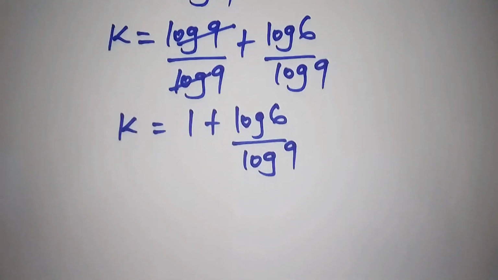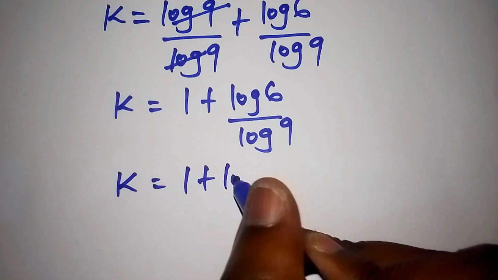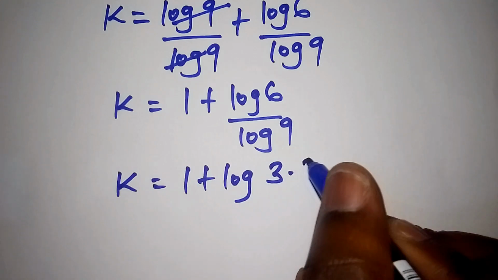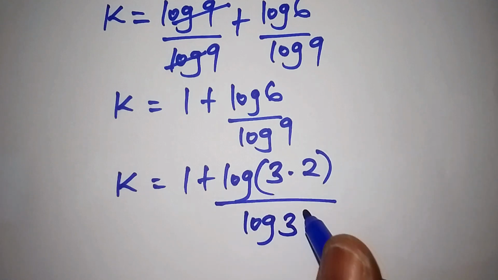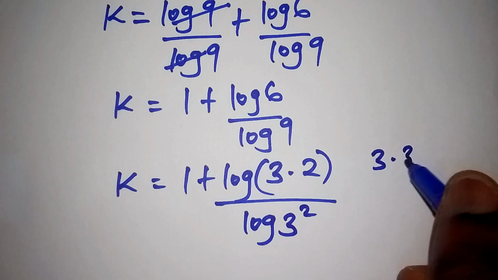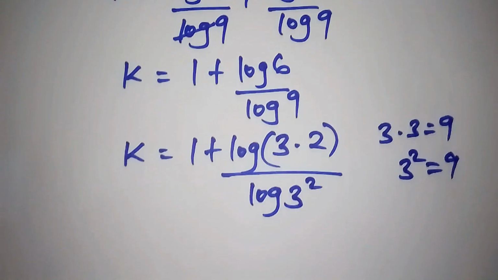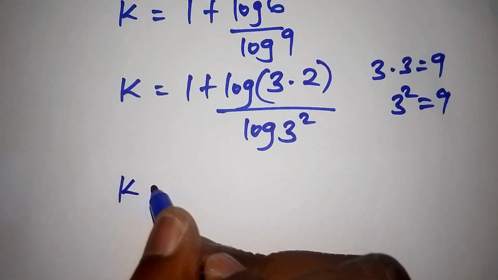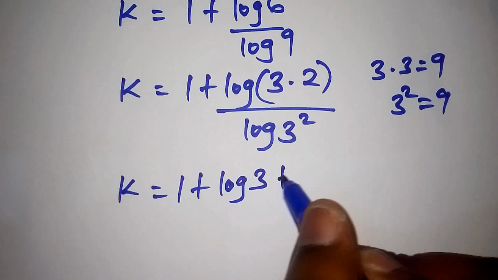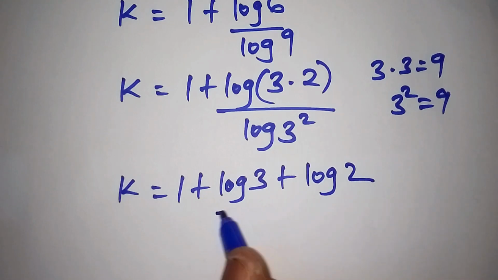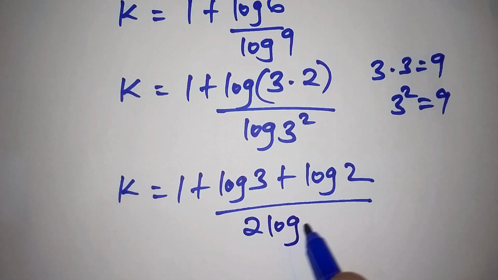Next, the value for k is equal to 1 plus log 6, which can also be written as the log of 3 multiplied by 2, all over log 9, which can also be written as the log of 3 to the power of 2, since 3 multiplied by 3 is 9, so 3 squared is equal to 9. So the next step is k is equal to 1 plus the log of 3 plus the log of 2, all over the log of 3 to the power of 2, which can also be written as 2 times the log of 3.